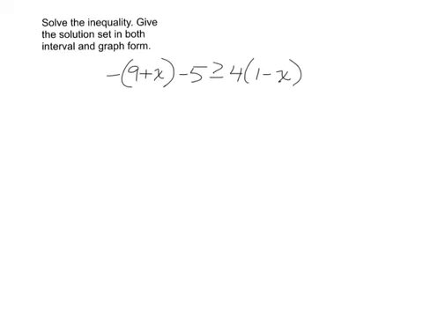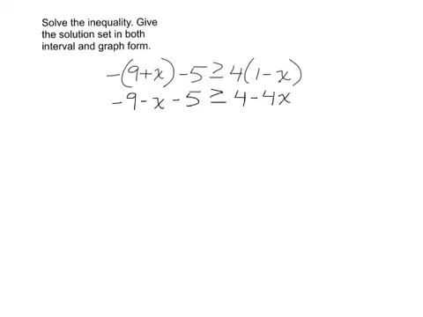There is one small tweak, but other than that, if it's a linear inequality, your goal is to get all the x's together, isolate the x, and you'll have the solution. But before we can do that, we need to do any distribution that is necessary. For instance, this minus right here needs to be distributed through. So we'll start there. So negative 9 minus x minus 5 greater than or equal to, and we can also distribute this 4 through. So 4 minus 4x.